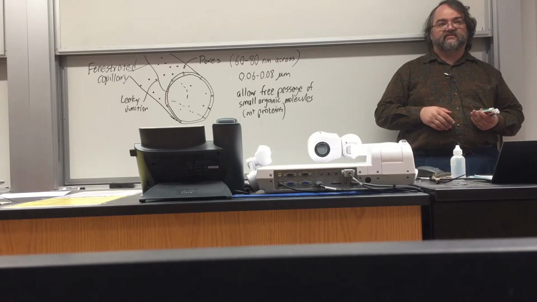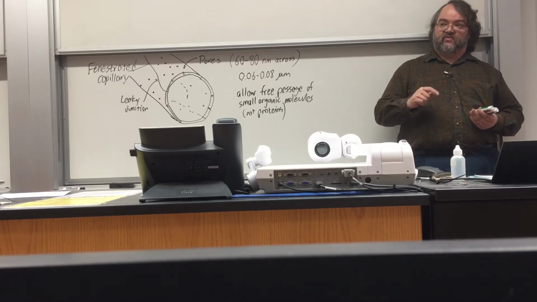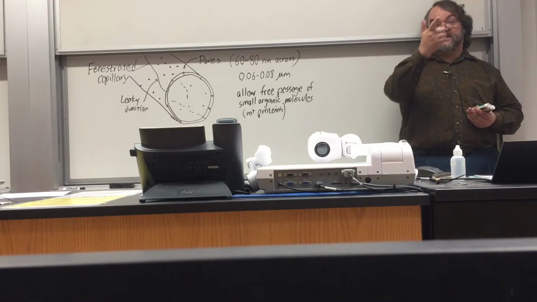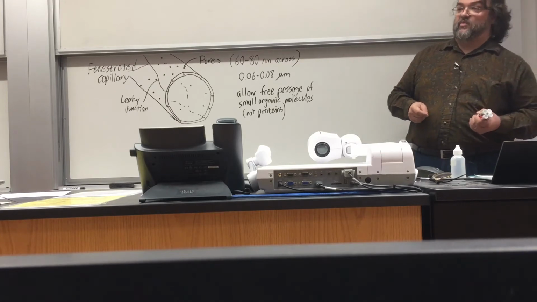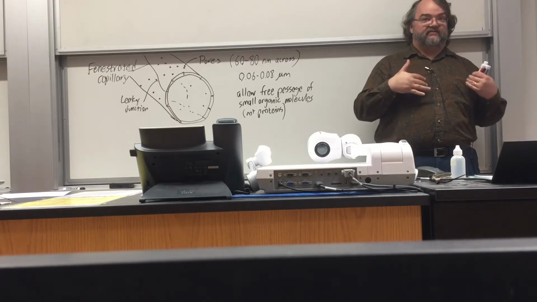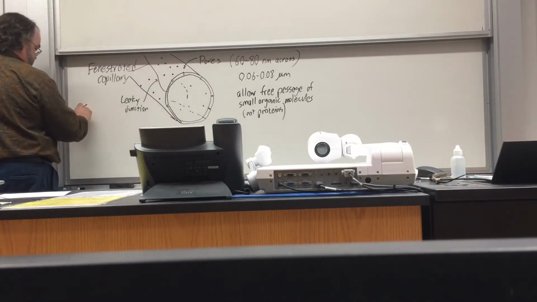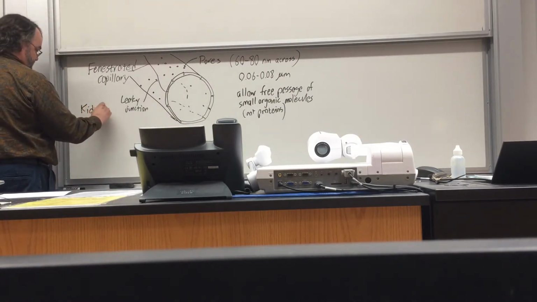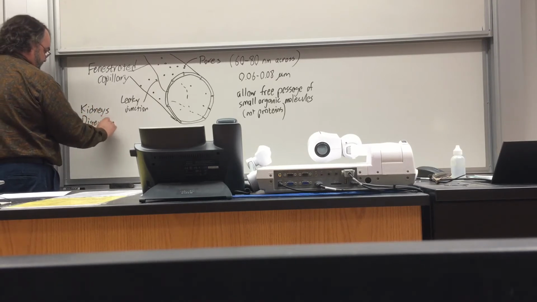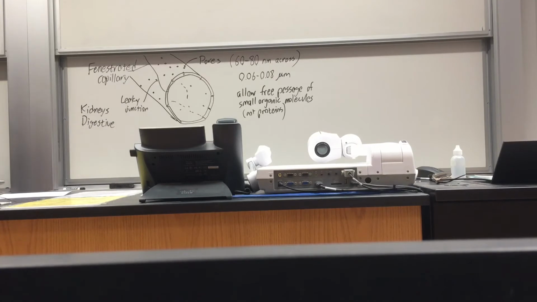Where else? The digestive system. The liver's a little different. We're going to get to that. It has the third type, but the digestive system is where you want to get nutrients into the blood very quickly. So these are mostly kidneys and digestive. Anywhere where you want to get the molecules of that sort quickly into and out of the blood.